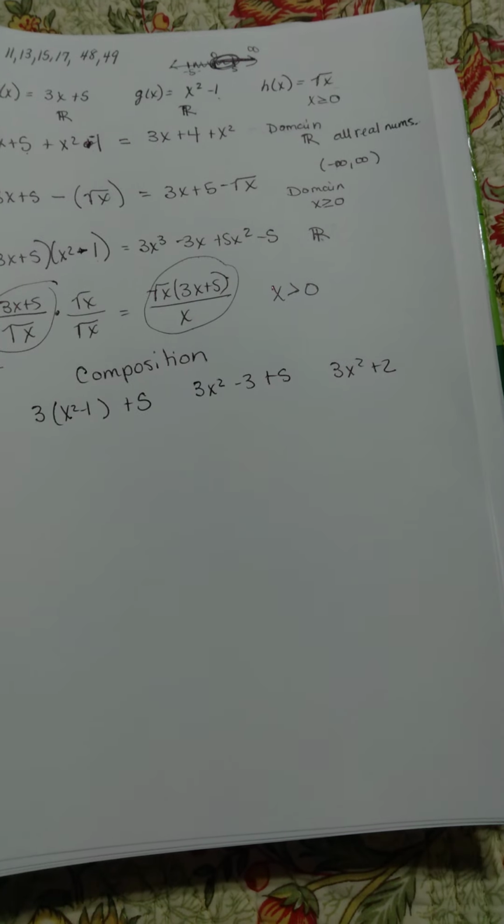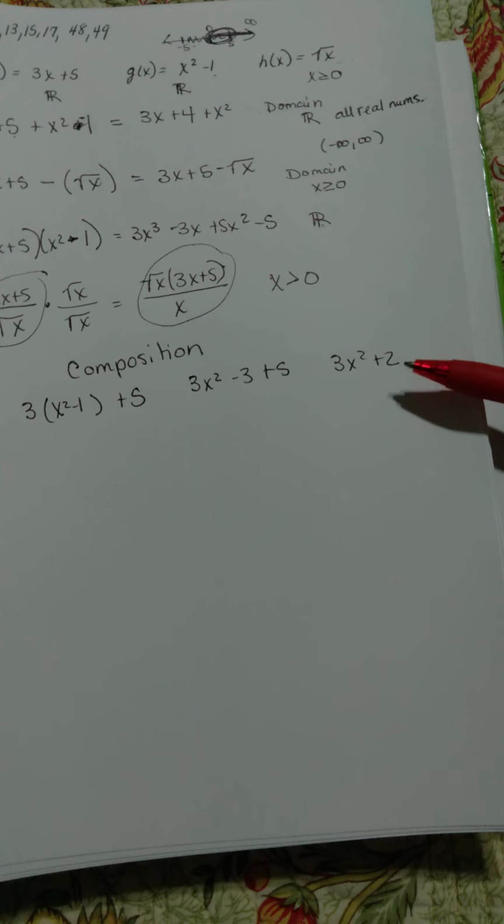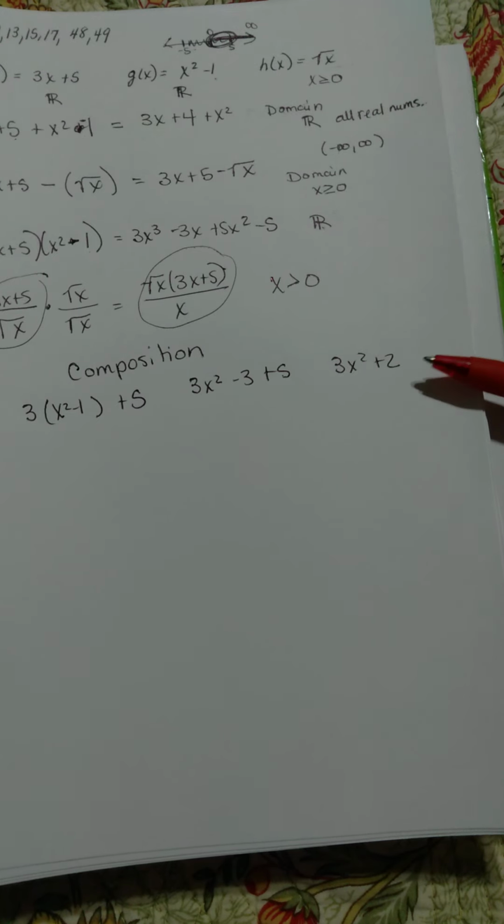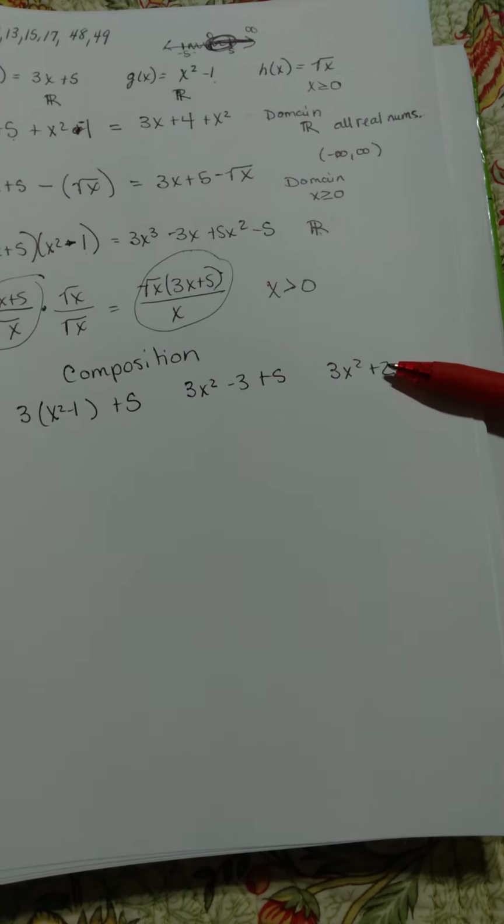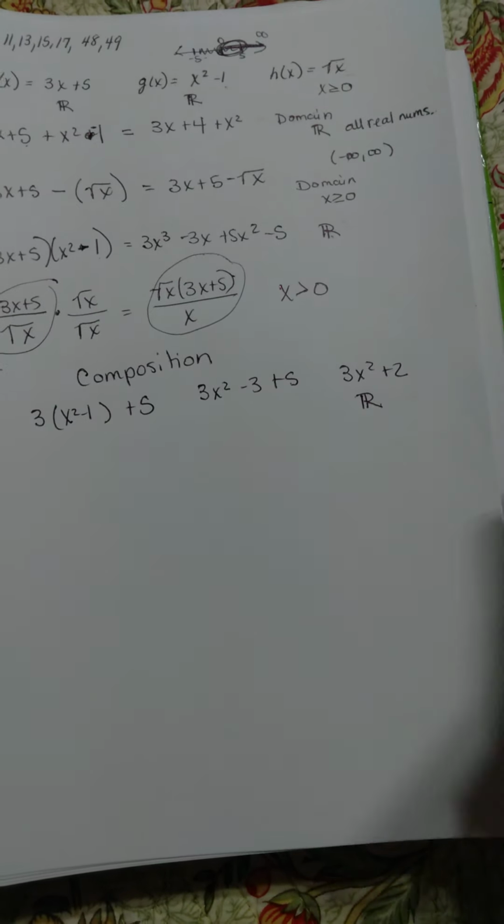And now, this time we don't go back and look at the individual ones. We look at the new thing that we've made. What is the domain of this thing? And the domain of this thing is, we could plug in anything we want. We don't have any square roots to consider. We don't have any denominators to consider. So this domain is all real numbers.